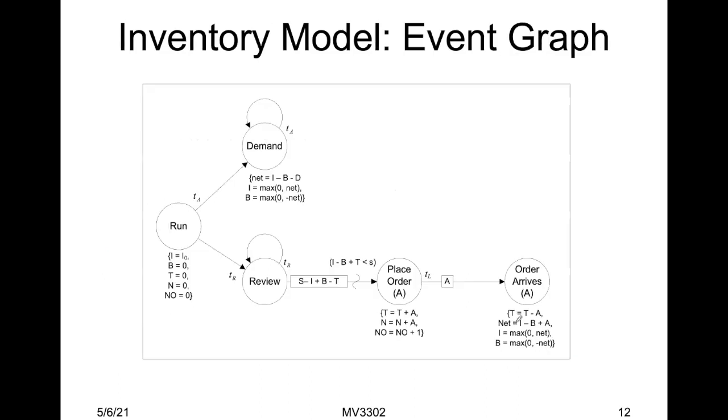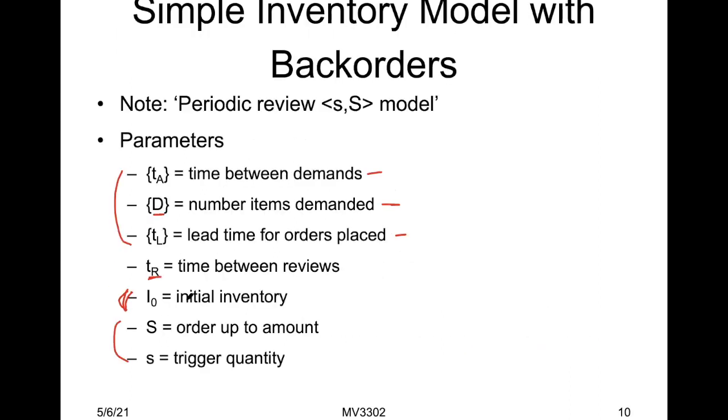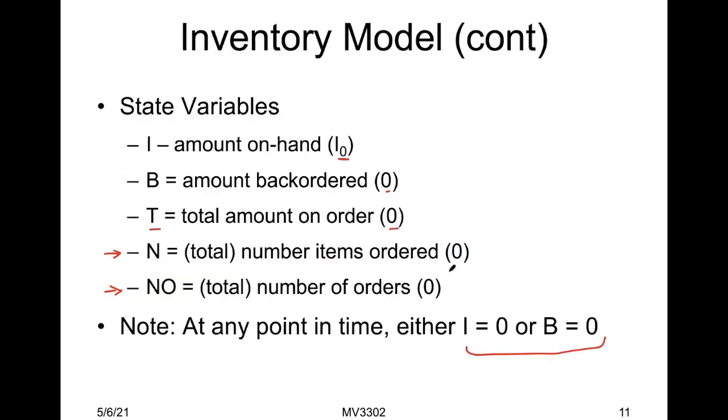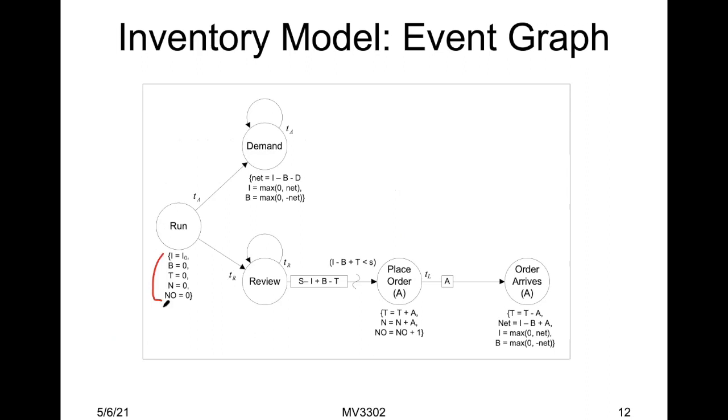Okay, and this is what the event graph model looks like. All right, so here are our demands, and then here are our reviews. Remember, the demands are not going to cause us to do anything. It's the reviews that are going to cause the orders. So, here's our run event. We initialize all of our state variables just as we've defined them. When we define our state variables, we can always immediately write our run event to prevent sort of the blank page-itis, as it were.